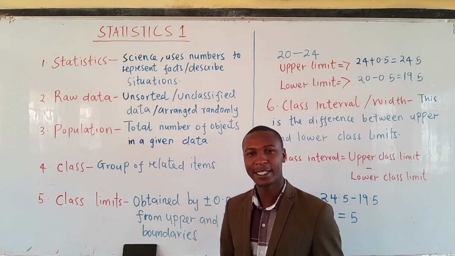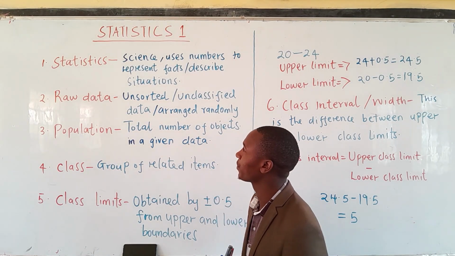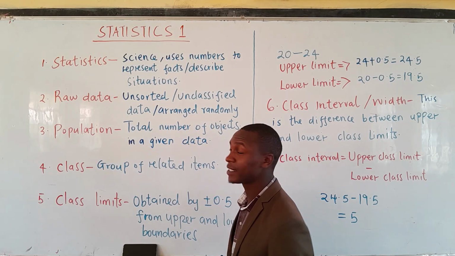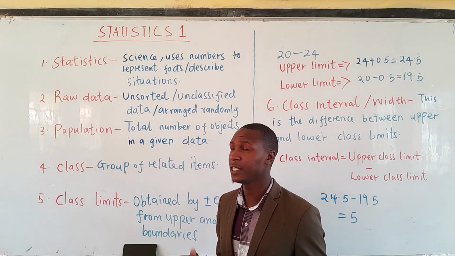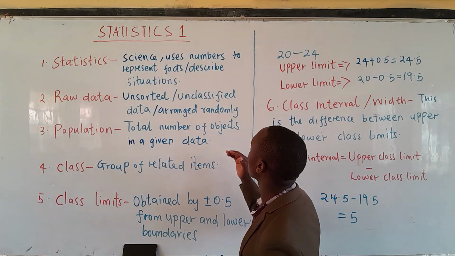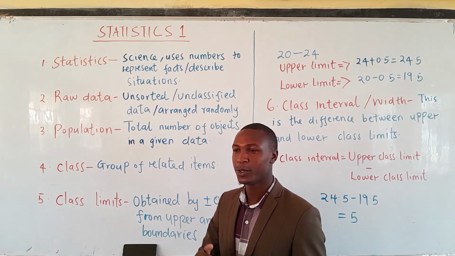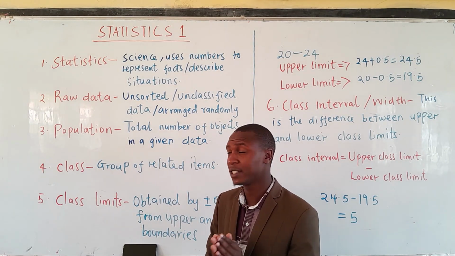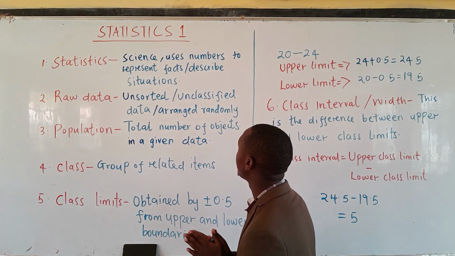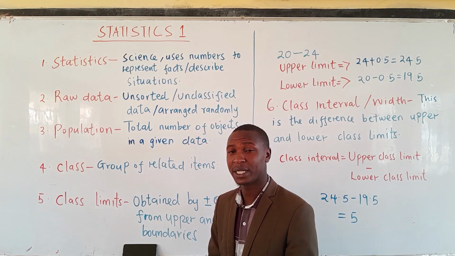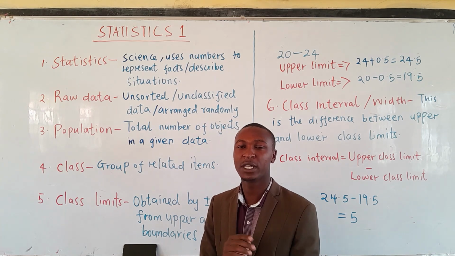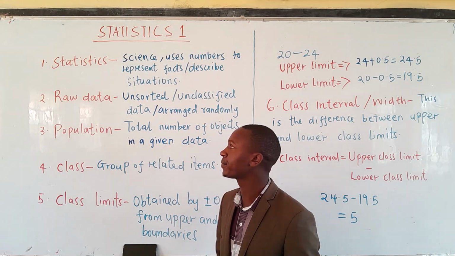Now, first of all, let's know what statistics means. Statistics is a science that deals with the use of numbers to represent facts. So we can use statistics to represent facts, and also we can describe situations. So we can describe a given situation using numbers.